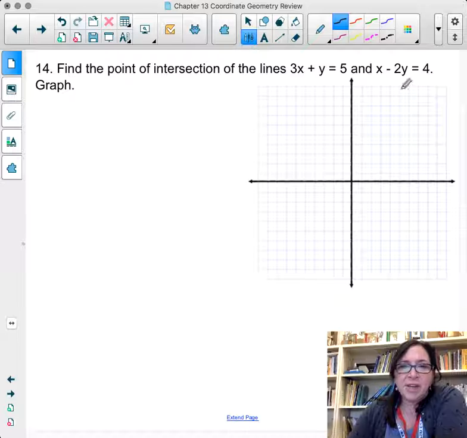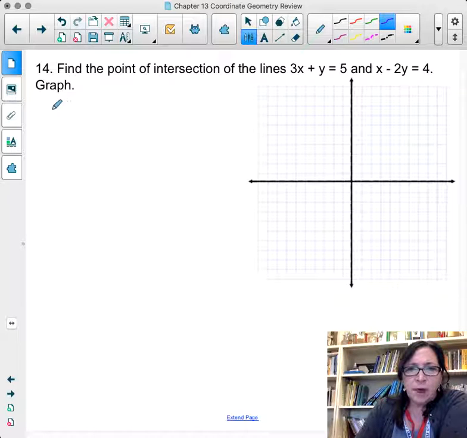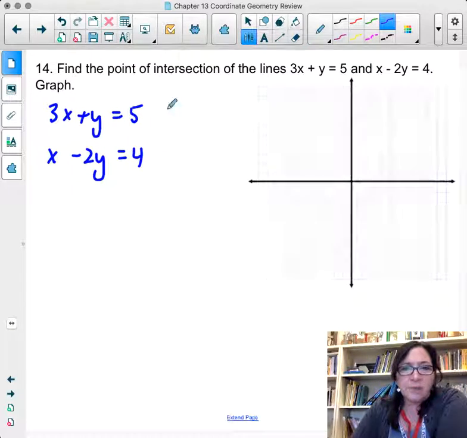Find the point of intersection of these two lines. Again, we did one like this before. Let's see here, and graph. So we have 3x plus y is equal to 5. And we have x minus 2y is equal to 4. So I'm going to solve these for y.